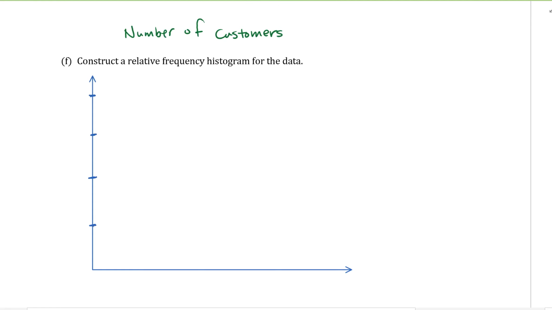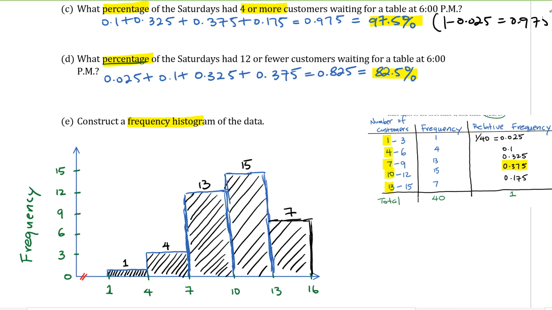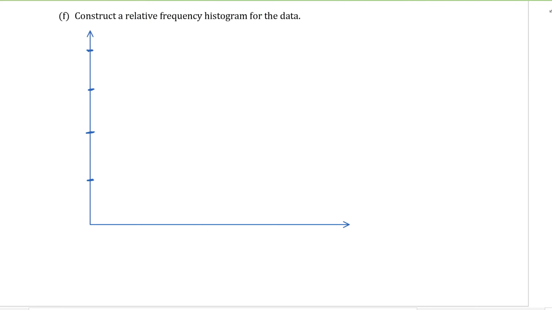So the maximum on my relative frequency here is 0.375. So I can make 0.4 be good. So this is 0.1, 0.2, 0.3, 0.4. I can make my graph more precise by adding halves in between again. This will be 0.05. This is 0.15. That will be 0.25. That will be 0.35. Okay. And this will be 0. And that is my relative frequency. Label them.